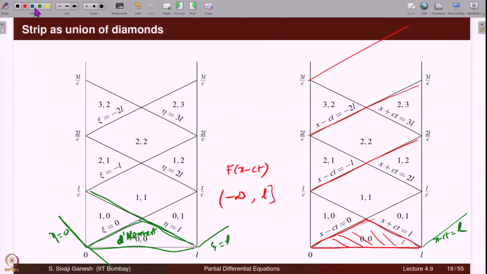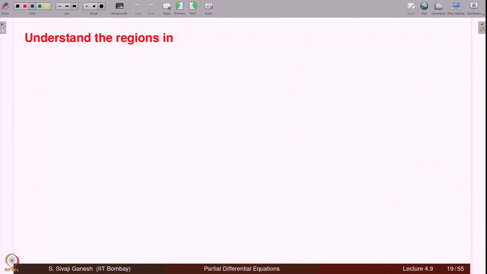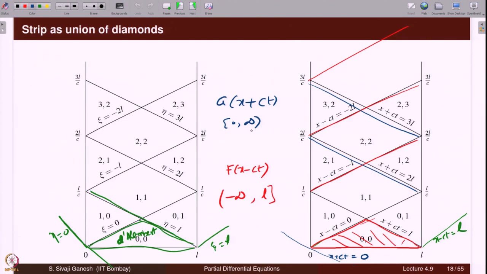Similarly, if you look at g, what do we need? Here, this is x plus ct equal to 0, x plus ct equal to L, 2L, 3L and so on. Therefore, since we have g of x plus ct, we need that g is defined on 0 comma infinity, that is all we need. So values of f are not needed for positive real numbers after L, and the values of g are not needed for negative real numbers.